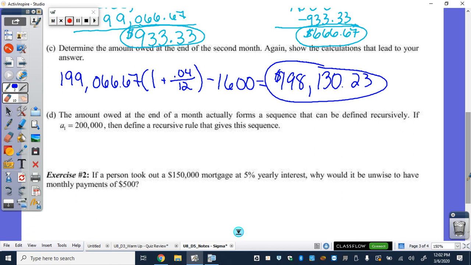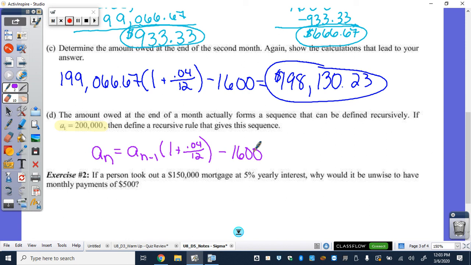So the amount owed at the end of each month actually starts to form a sequence. And the sequence is written recursively. So the first amount, A sub 1, your first term, is always whatever your mortgage amount is. So in this case, $200,000. Each month after that is the previous month, so A sub n minus 1, times 1 plus 0.04 divided by 12, minus the 1,600.